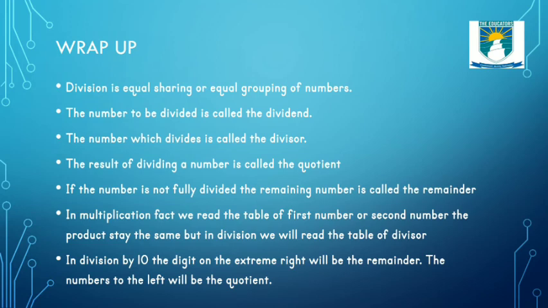In multiplication fact, we read the table of the first number or second number. The product stays the same. But in division, we will read the table of the divisor. In division by 10, the digit on the extreme right will be the remainder. The numbers to the left will be the quotient.